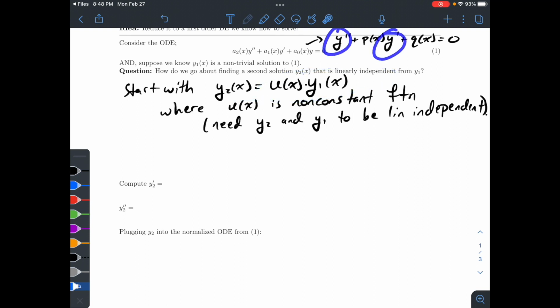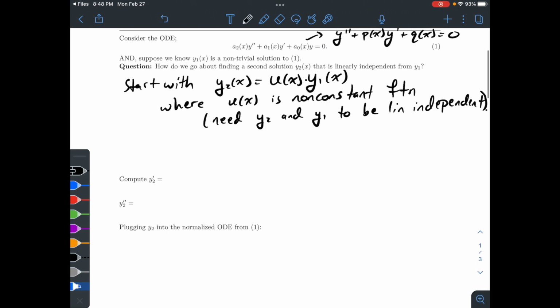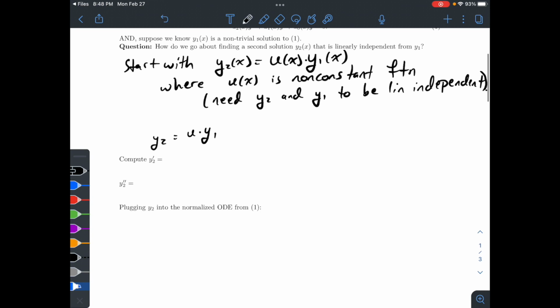So let's compute y2 prime and y2 double prime. y2 is equal to u times y1. I'm going to stop writing the of x's all the time, because it's going to get a little tedious and messy if we don't. So by the product rule, the derivative of u times y1 is u prime times y1 plus u times y1 prime. For the second derivative, I'll take the derivative of this first term using a product rule, and then the derivative of u y1 prime using a product rule. So I'm going to have 2 terms from each of them, so 4 total before we simplify.